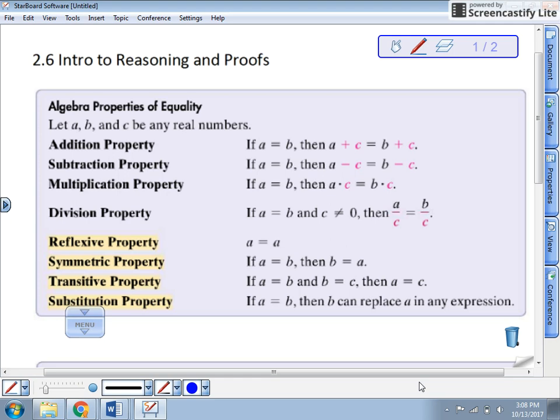Welcome to the notes on reasoning and proofs. Okay, this is a little introduction into those. The first thing we're going to take a look at here are these properties. Extremely important. They're all right here. We're going to go through them real quick. Make sure you know these.